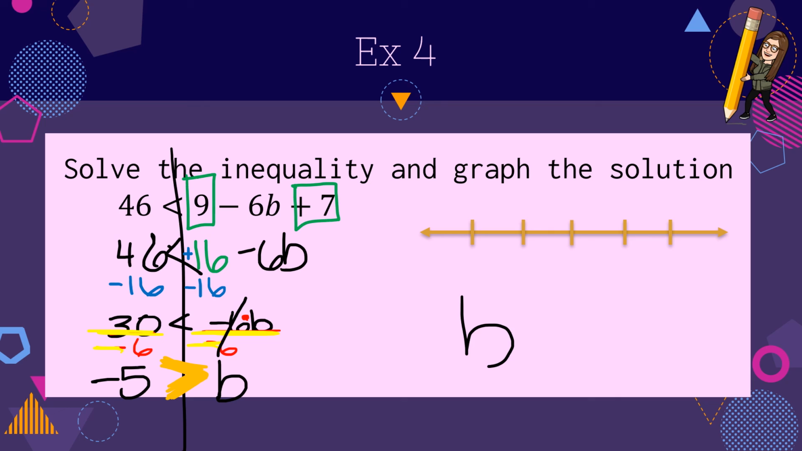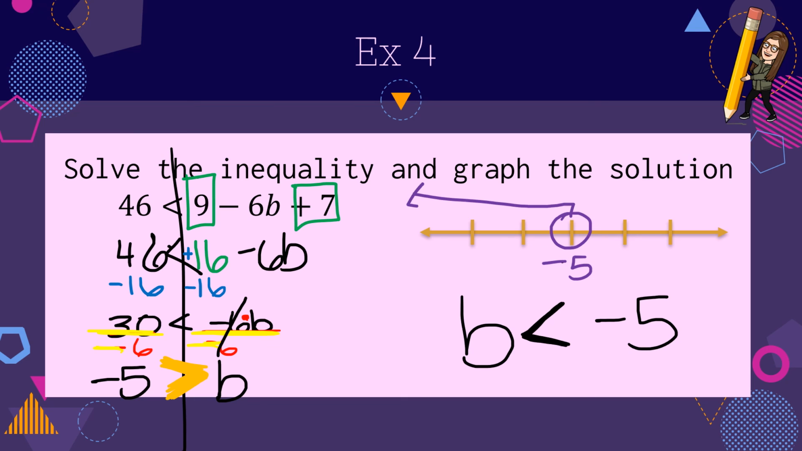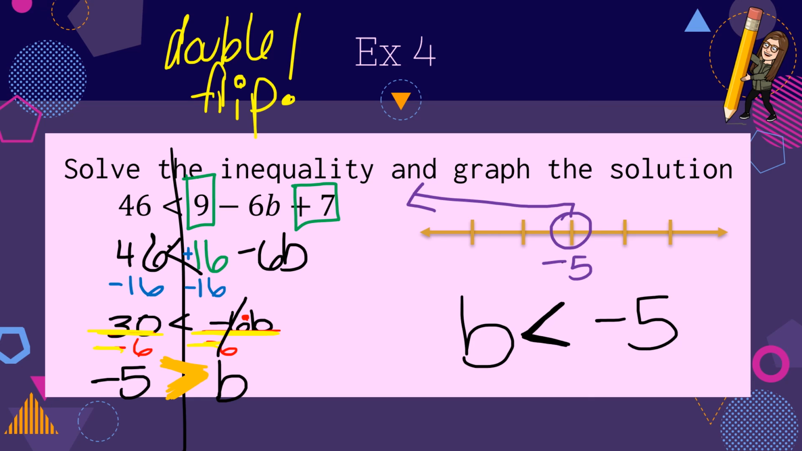Lastly, I want you to write the variable first. So this is a flip-flop one. If I was pointing to the b, I stay pointing to the b. Or if I flip one, I flip all. Let's draw our solution on a number line. If I'm at negative 5, I want an open circle, but I'm going to go left from negative 5. I want the values that are less than negative 5. So this is really a special case. I call this my double flip problem. We flipped because of the divide by negative, and we flipped so we could write the letter first. And that's okay. It just helps us stay organized, makes the graphing easier.